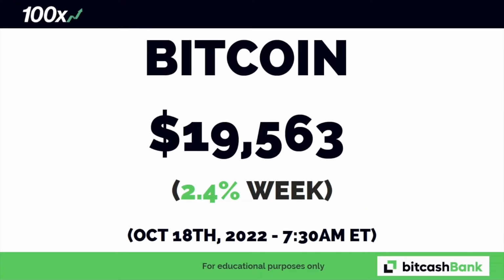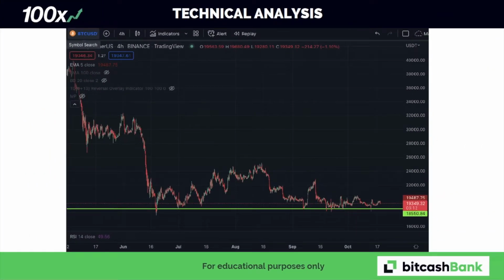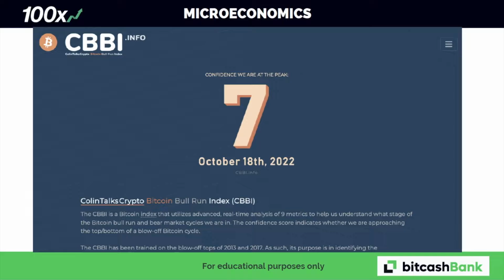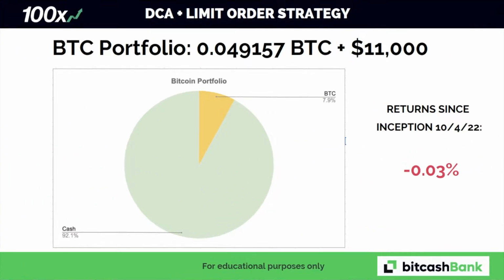Today, Bitcoin was at 19,563, up 2.4% from last week. We're still consolidating around the very firm support level at around 18,550. The CBBI.info index is at 7 in the undervalued range. Our dollar cost average and limit order strategy portfolio remains unchanged and is down 0.03% from inception.